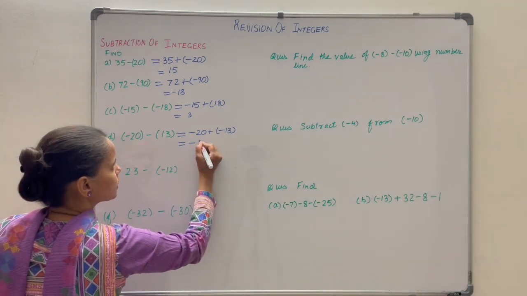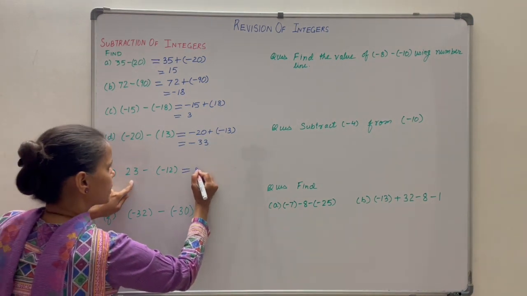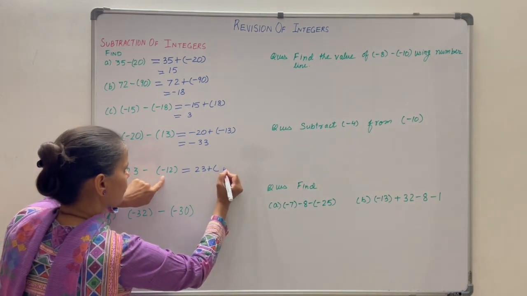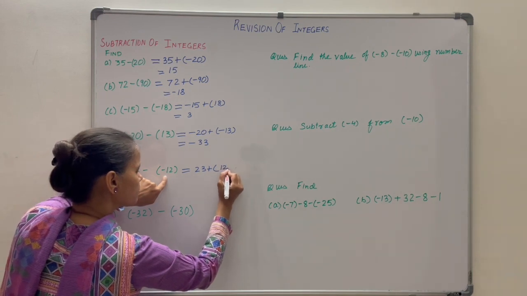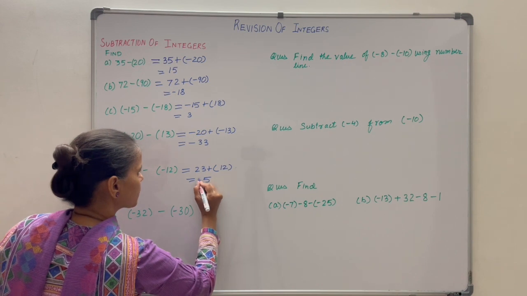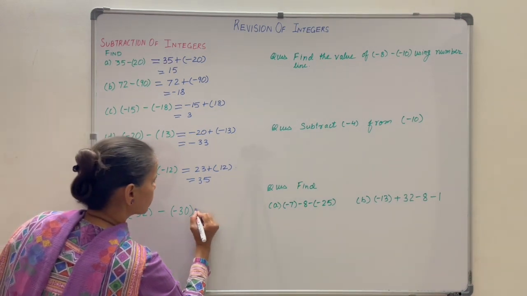So this is 33. 23, you need to add the additive inverse of the second number that is being subtracted. So minus 12 is plus 12. So 3 plus 2 is 5, 2 plus 1 is 3. Both are positive, so the result is positive.